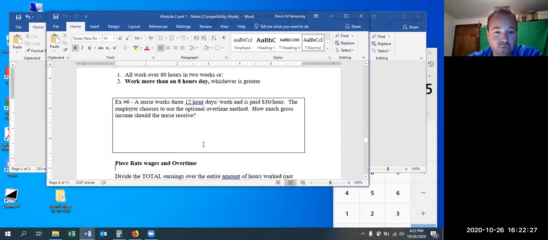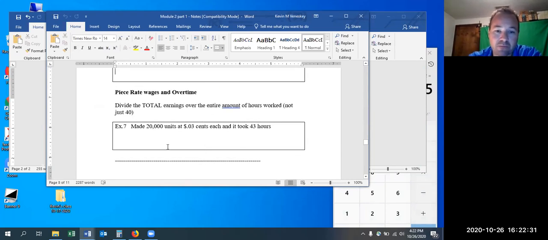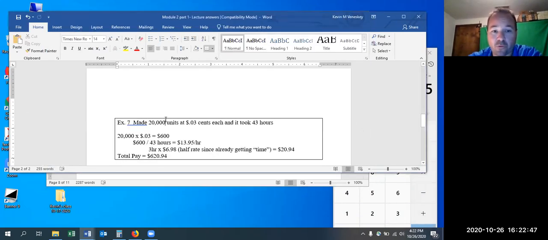Okay. Piece rate wages and overtime. Basically, this is just saying some people are paid on a per unit basis. And so you basically have got to figure out overtime based on that. Sometimes you might say every time you make 1 unit, you get paid, in this case, 3 cents per unit. And let's say you worked 43 hours.